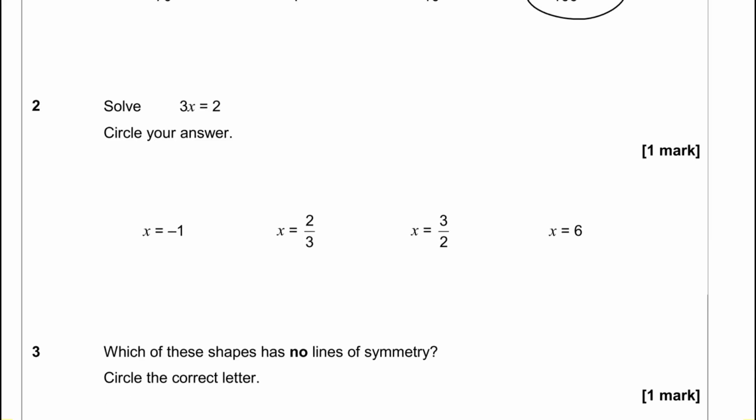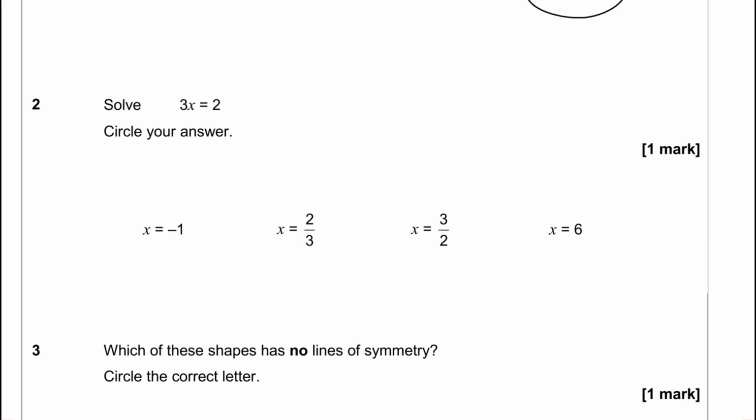Straight to question 2. Solve 3x equal to 2 and circle your answer. Okay, 3x equal to 2. Then how to find x? You just have to divide 2 by 3. So it's 2 by 3.